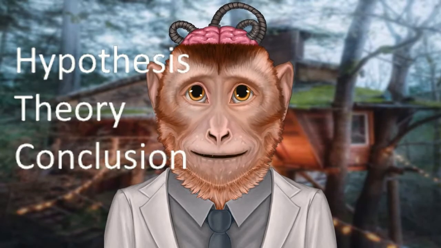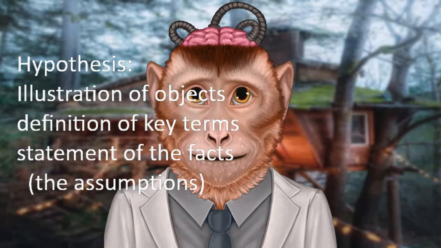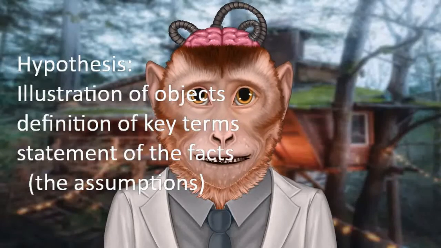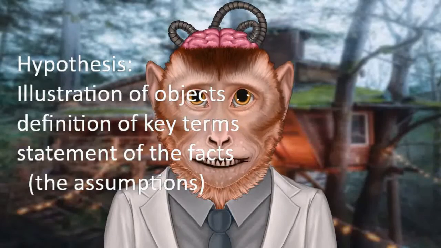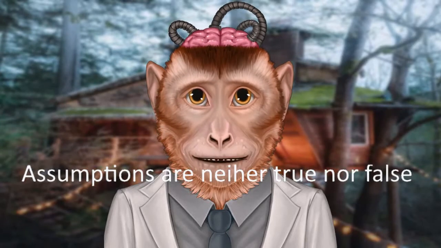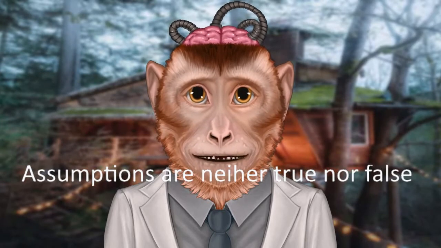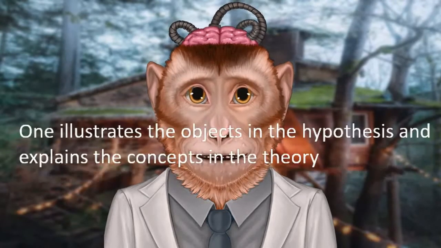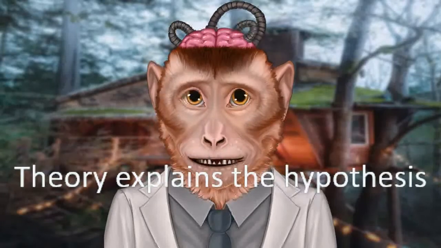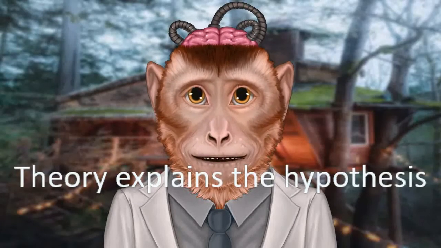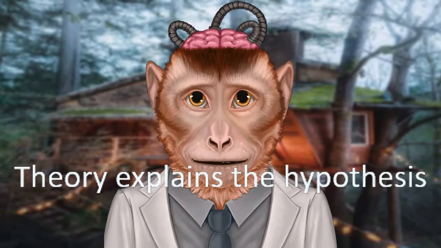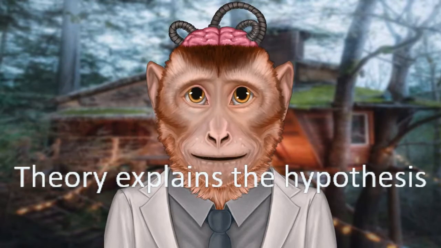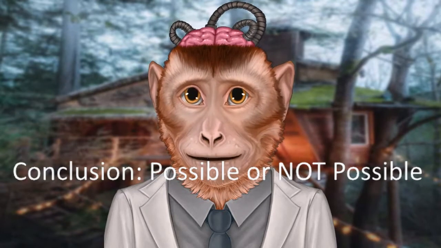Hypothesis, theory, conclusion. Hypothesis: illustration of objects, definition of key terms, statement of the facts, the assumptions. We assume in the hypothesis stage, and if the assumptions are rational, then we can proceed to the theory. The objects of the hypothesis are described or illustrated. A photograph, static. Theory: explanations of the hypothesis. Phenomena, such as motion or process, dynamic. Conclusion: possible or not possible.